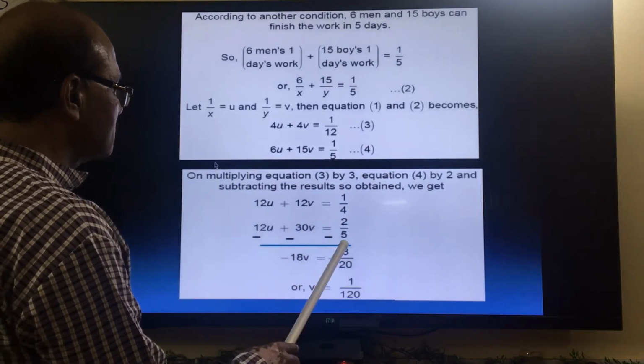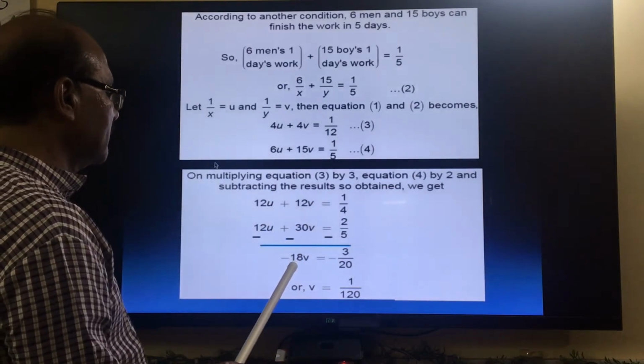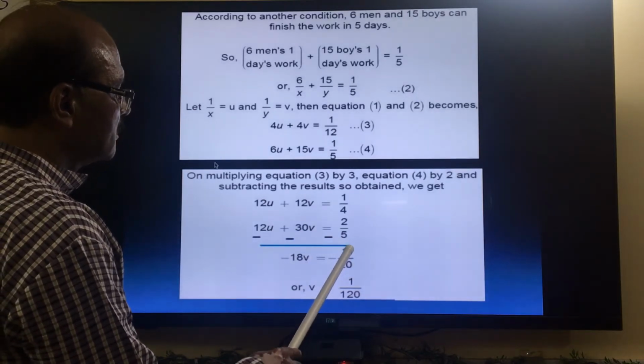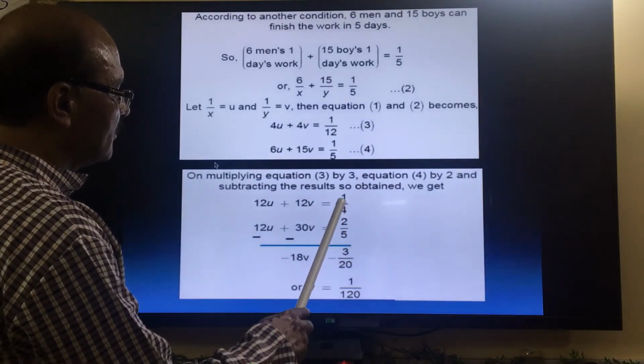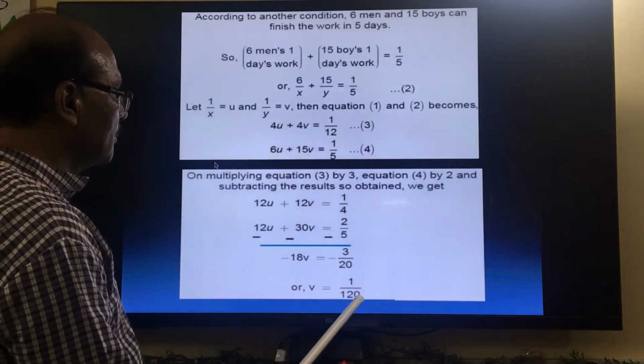So after changing the sign, these two will be cancelled, and here negative is more, so we will get negative 30 minus 12, that is minus 18v, equal to minus 3 by 20. This we will simplify after taking the LCM. So this will give us the value of v equal to 1 upon 20.